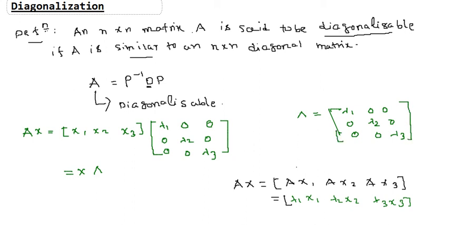Then X is an invertible matrix when x1, x2, x3 are linearly independent of each other, so we get X inverse AX is a diagonal matrix. So the matrix A is similar to a diagonal matrix. If you observe this pattern carefully, such a matrix is diagonalizable when the three vectors x1, x2, x3 are linearly independent, so we can find the inverse of X. Basically, a matrix is diagonalizable if its eigenvectors corresponding to the eigenvalues are linearly independent.